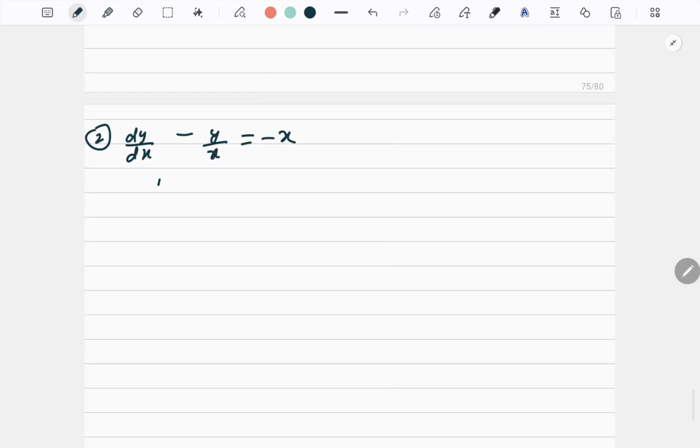Now let's move to this question. See, what is P here? P means whatever is written along with Y. What is written along with Y? Minus X. So that becomes my P. And whatever is written here is my Q. So Q is minus X.